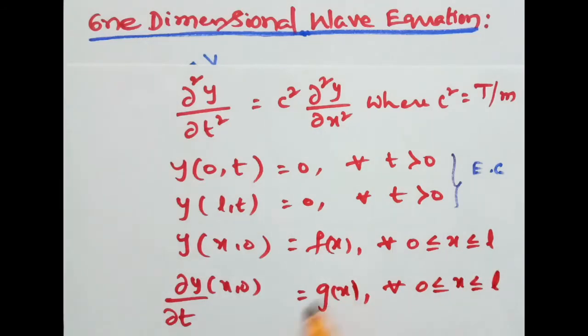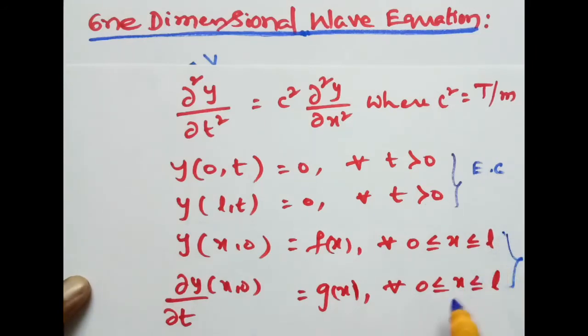So it may be 0, or sometimes it has some velocity. So an initial velocity may be there in the string. With a certain initial velocity we may release it from the equilibrium position. So there we will have g of x. Therefore, these two conditions are called initial conditions.